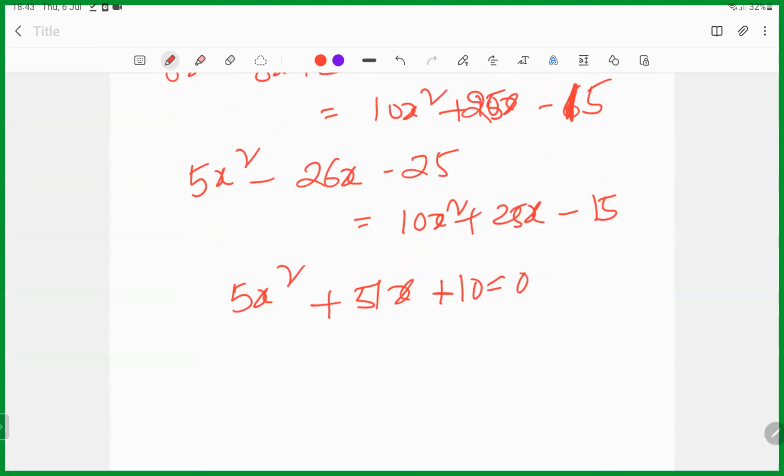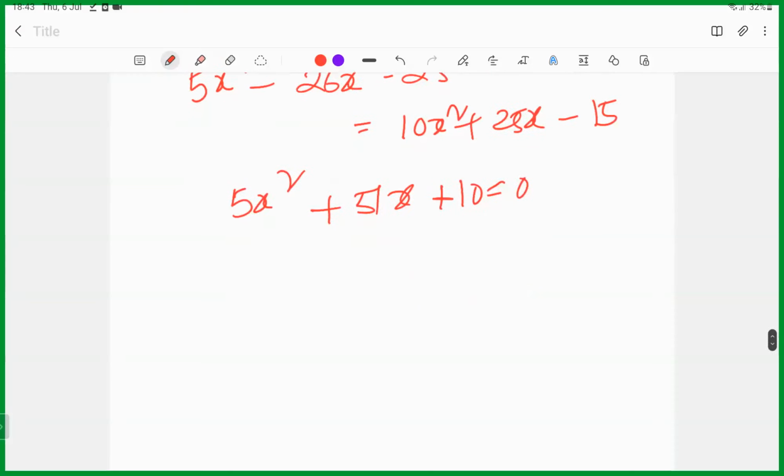Is it right? What are the factors here? Product should be 50, sum should be 51. So if you take 51, then 50 and 1, the product will be 50, the sum will be 51. So you'll get it, right? So next question, which question do you want me to solve?